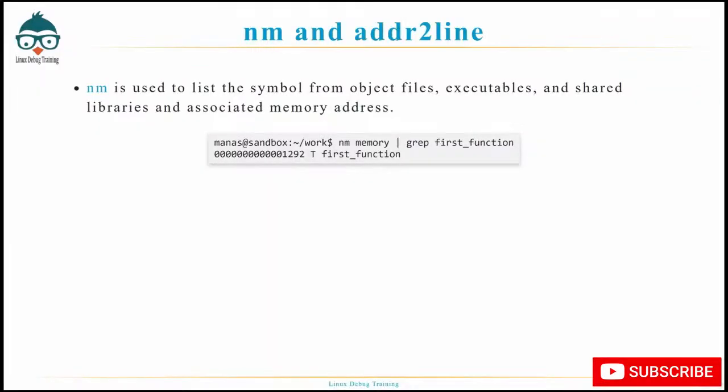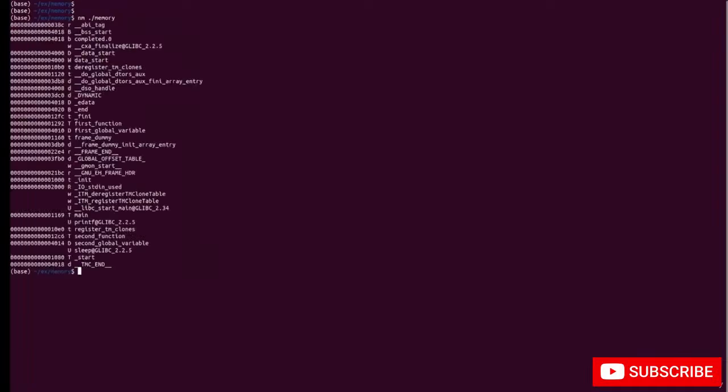The nm utility is used to list the symbols from object files, executables and shared libraries. It can show the associated address of the various symbols. In this example, we look at the memory program we created earlier, and we search for the location of the first function.